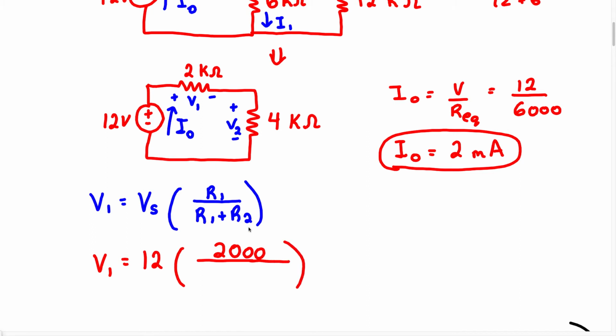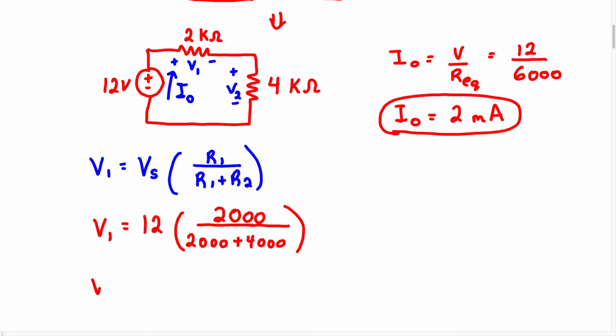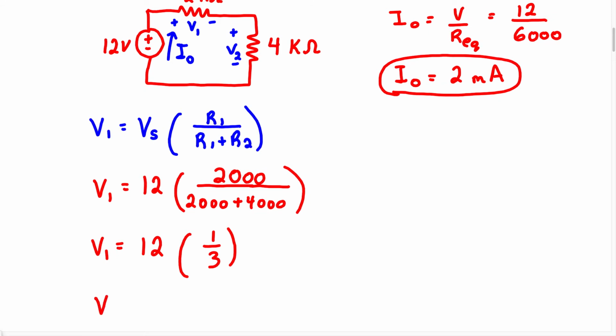And now we have R1 plus R2, which is going to be 2K plus 4K, 2000 plus 4000. Okay, when we start to simplify this, V1 is going to equal 12 multiplied by 1 over 3. When you simplify that, V1 is going to equal 4 volts.